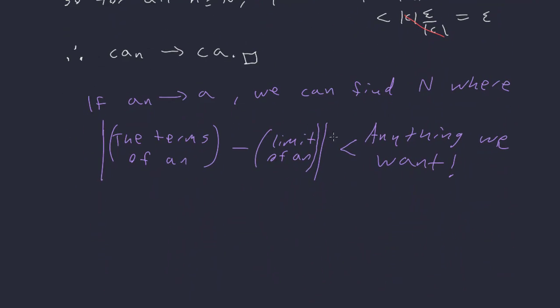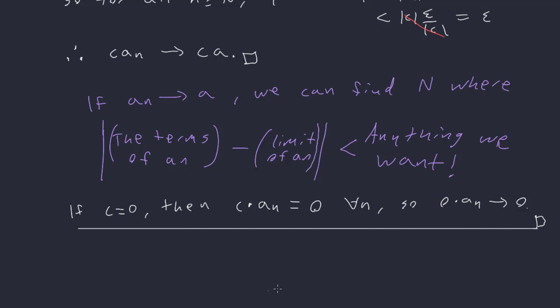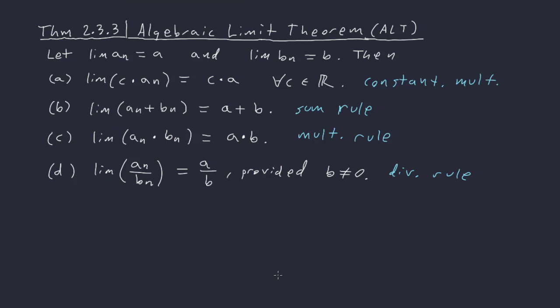Now, of course, I forgot, if c is equal to 0, then we have a much easier time, because then c times an is going to be 0 for all n. So 0 times an converges to 0. That's no problem, and that truly finishes off the proof. Okay, so hopefully as we do a couple more of these, it will start to make some more sense. So let's do that. Let's prove part B now.